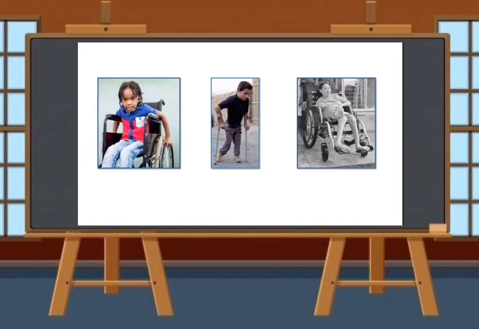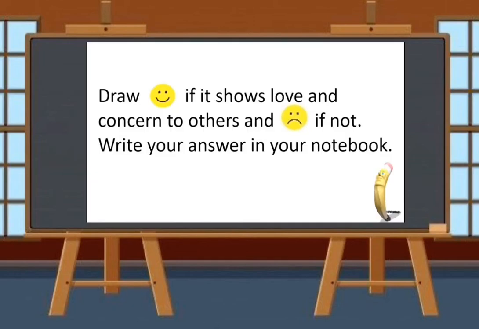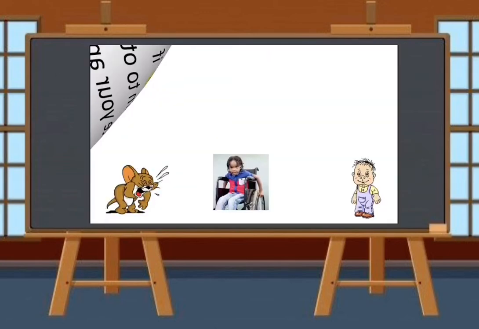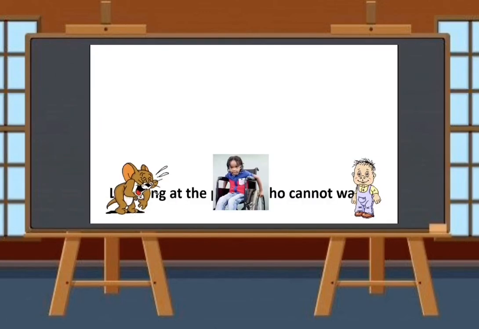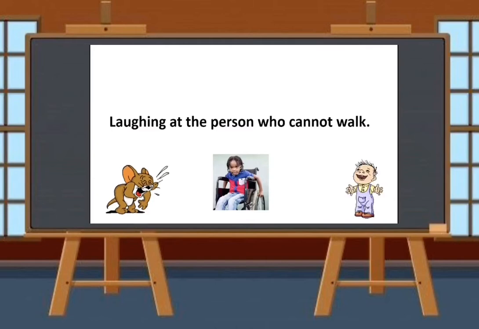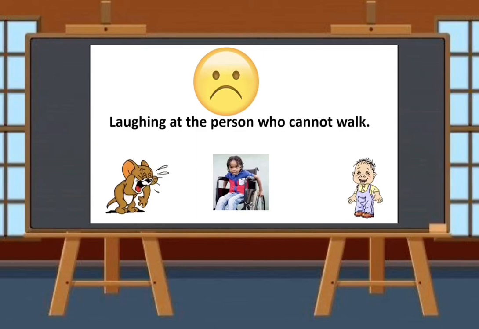What are the different ways of showing one's concern to others at home or in school? With this activity, you are going to draw a happy face if it shows love and concern to others, and a sad face if not. Write your answer in your notebook. Number 1. Laughing at the person who cannot walk. Correct! It's a sad face.